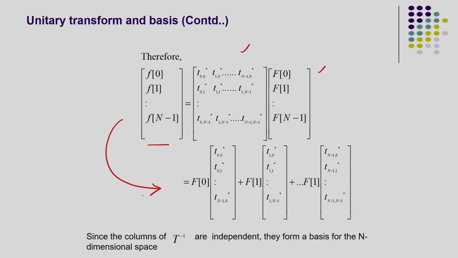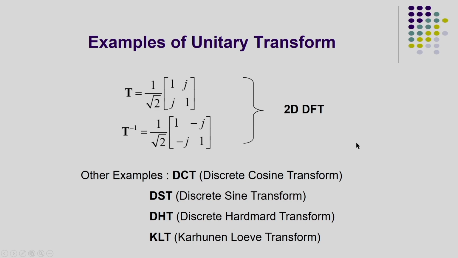Now in this case I can represent this like this. The columns of T inverse are independent. If I see these columns, the columns of T inverse are independent, and they form a basis for the n dimensional space. So this column is independent, this is independent, this is independent, and I can give one example of the unitary transformation. Here I am considering the 2D DFT.